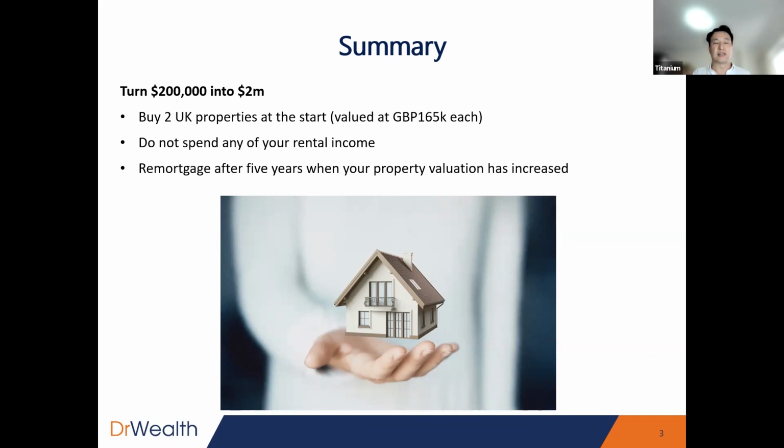Now, the other assumption is do not spend any of your rental income, and remortgage after 5 years when your property valuation has increased. This ties in with the BRRRR strategy, where in order to achieve this, you need to safely leverage with positive cash flow from your rental income, which must be higher than your mortgage expense, and you must see consistent capital gains of at least 5% a year.